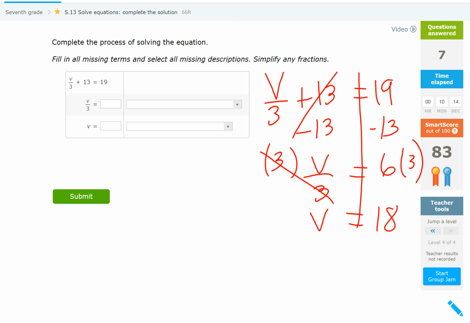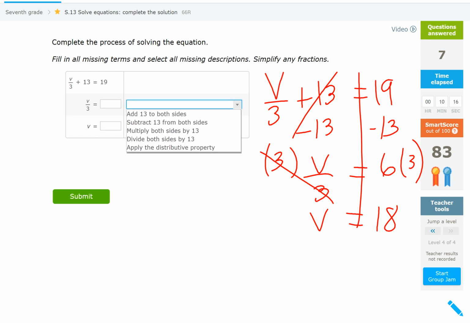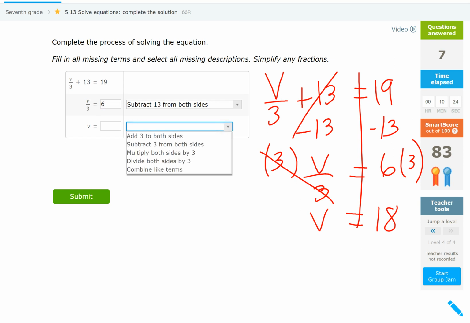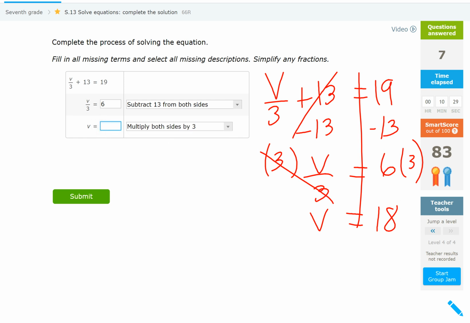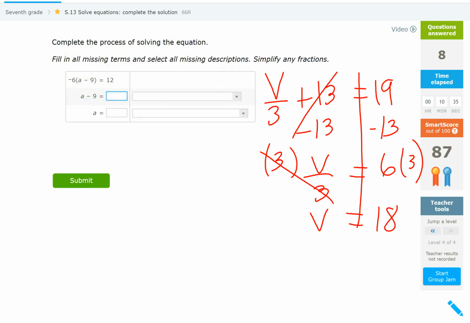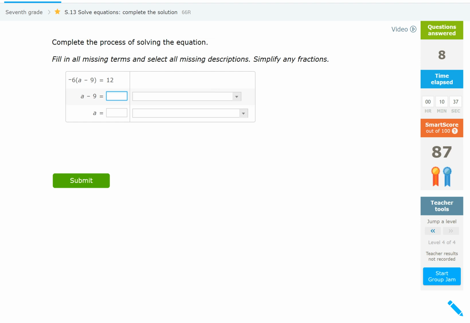And so now we'll go back in and confirm, yes, I was supposed to subtract 13 from both sides. So v over 3 gave me 6. And then from there, I was supposed to multiply both sides by 3. And so v is equal to 18. That's all we're doing. That is the entire assignment. So let's go ahead, knock that out. Not that big of an issue. Let's get it done.